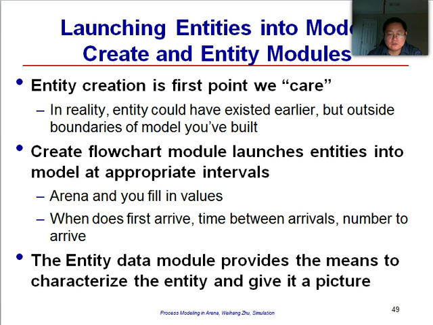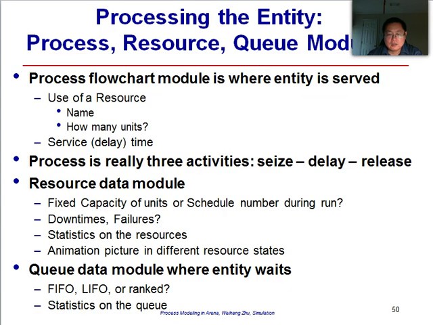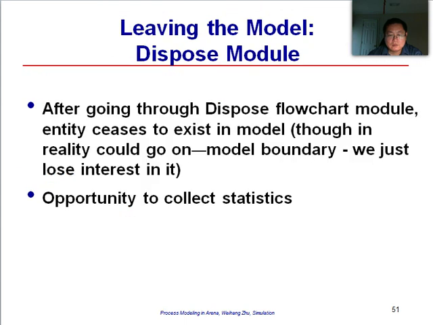After that, you can try to build a model yourself. Now try to recall the things that we have learned. To build a model, we first need to have entities. These are data modules. After data modules are ready, we can put flowchart modules into the flowchart view. The flowchart modules will refer to data modules such as entity, queues, and a resource. A process may have 3 activities: seize, delay, and release. In the end, there is always a dispose module.